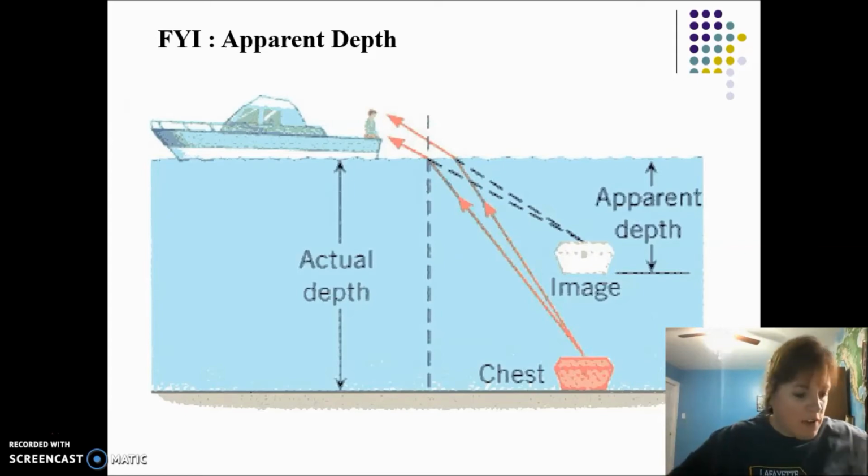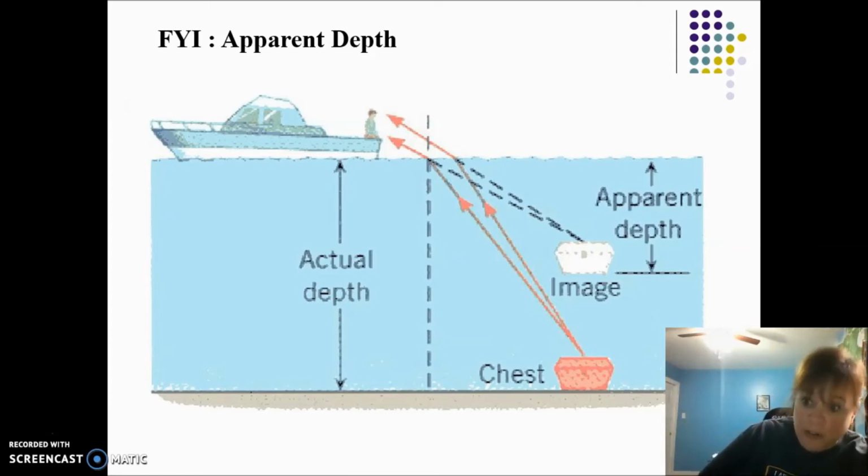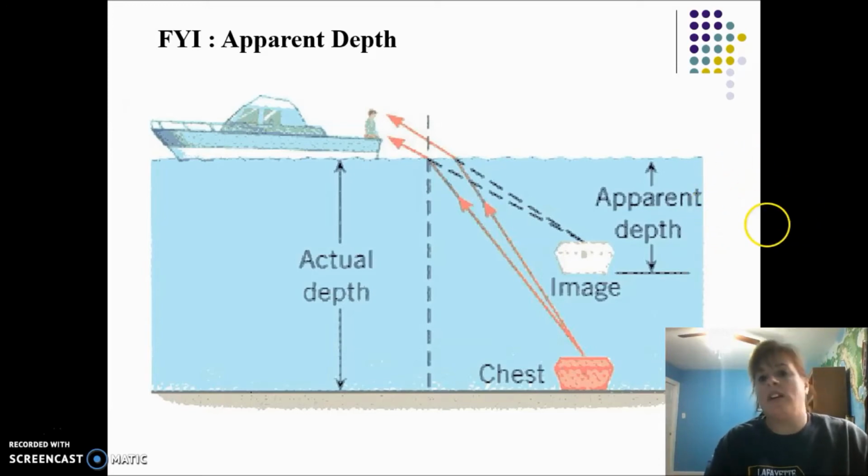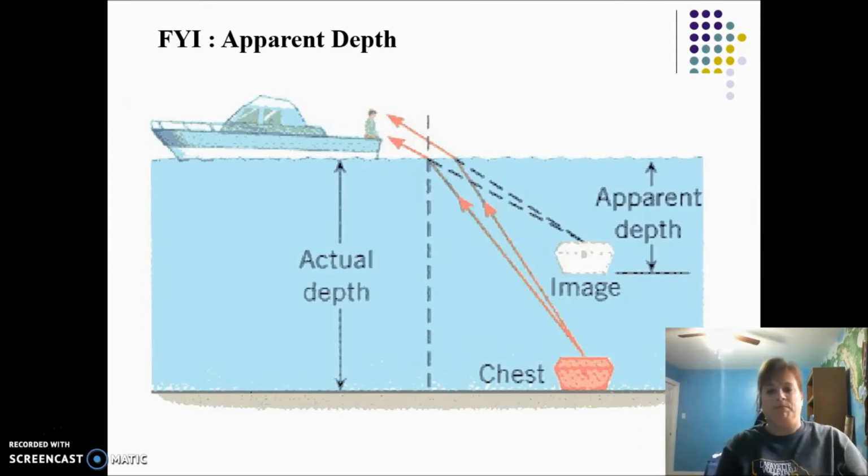Now, just one little thing: if you're ever on Survivor and you need to spearfish for food so you can survive, the fish that you're seeing is actually deeper than what your eyes see. Because remember, here's a treasure chest at the bottom of some body of water, ocean, lake, whatever. The light rays come off of it, they hit the surface of the water, and they bend away from normal.